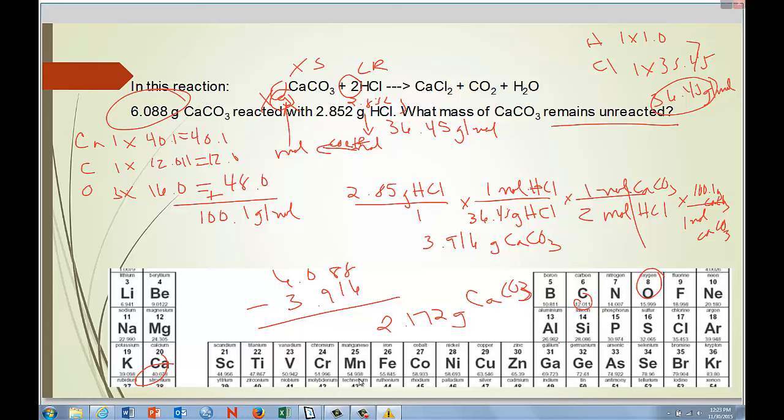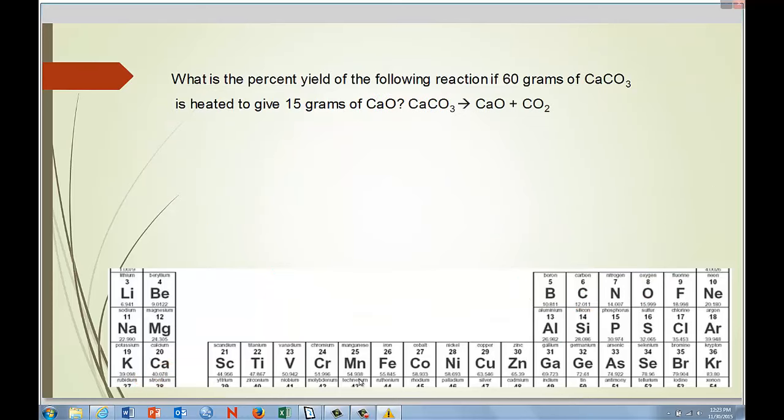What is the percent yield of the following reaction if 60 grams of the calcium carbonate is heated to give 15 grams of calcium oxide? So notice that they gave you numbers on both sides of the equation. This is your actual yield. You do not use that until the very, very end. So you convert it over just like we did here, where it goes grams to moles, moles to moles, moles to grams, and then you're going to compare that one. So we don't even need this right now.